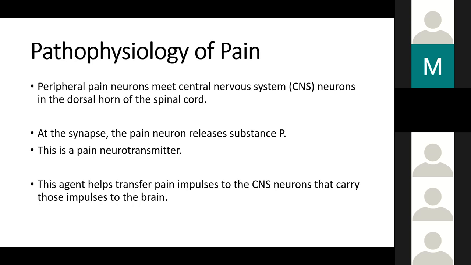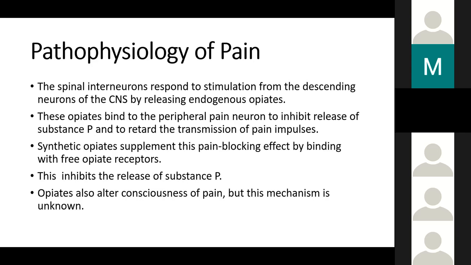The synapse will be in the CNS, and that will be in the dorsal horn of the spinal cord. Now, the neurotransmitter at this synapse is called substance P, and this is the pain neurotransmitter. It helps to transfer the pain impulses from the receptors to the CNS, which will then carry the impulse to the brain.